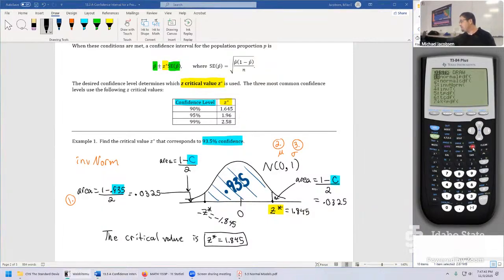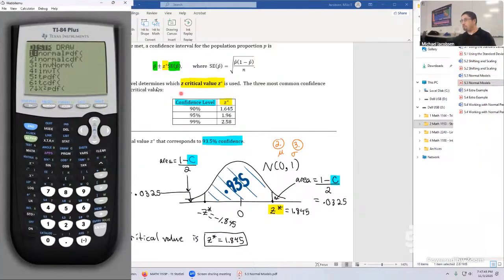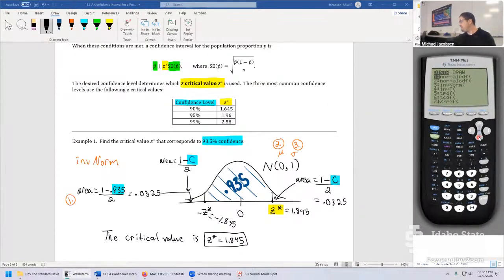Let's go to second vars. Back down to, let me put that back to the normal size, back down to inverse norm. And here's another really cool thing you could do in your calculator. You could just put in this whole formula just as you see it. You could go parenthesis 1 minus. Let's check out to 90% confidence. You would just take the 90% and write it in as a 0.90.